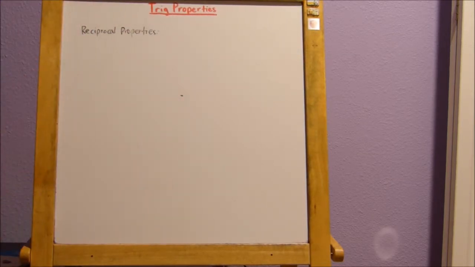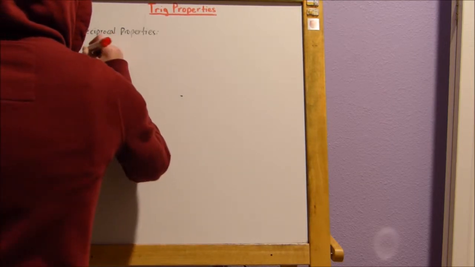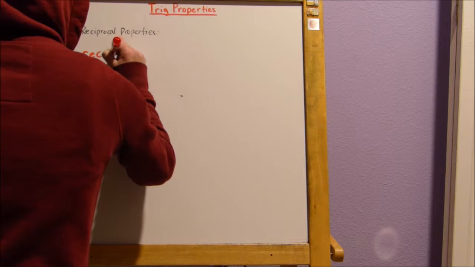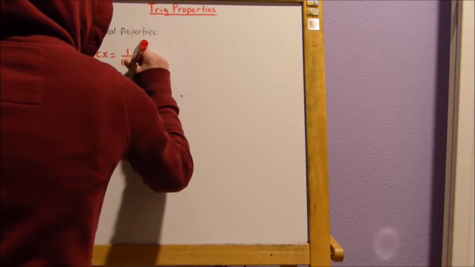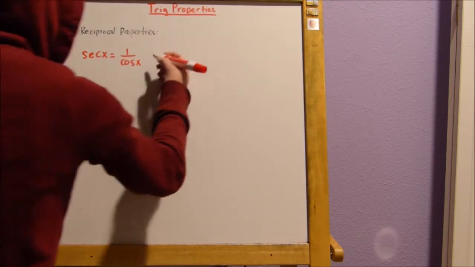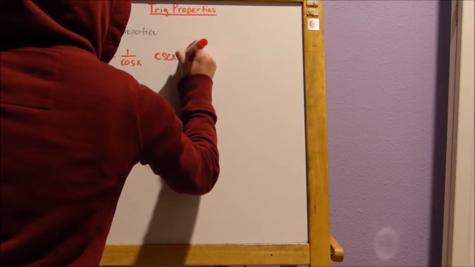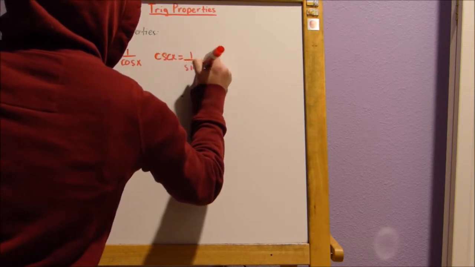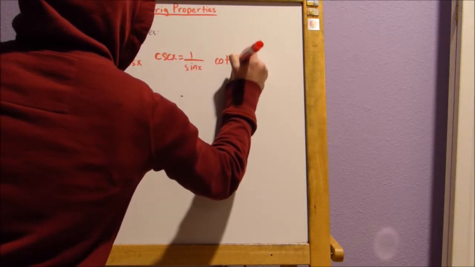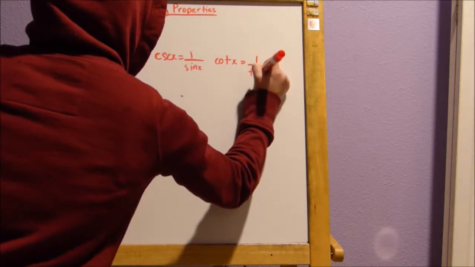Reciprocal properties are basically properties in which you can write secant of x, cosecant of x, cotangent of x as 1 over cosine, 1 over sine, and 1 over tangent, respectively. So, let me write them out. Secant of x is equal to 1 over cosine of x. That's the first one. Cosecant of x is equal to 1 over sine of x. And cotangent of x is equal to 1 over tangent of x.